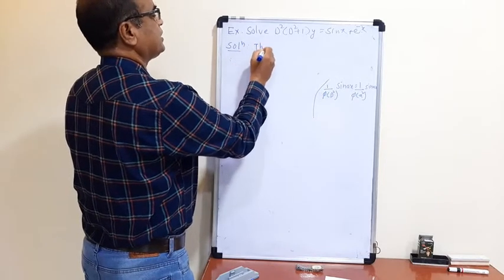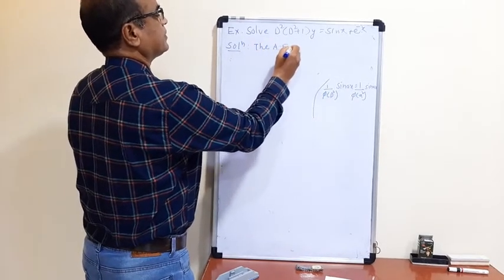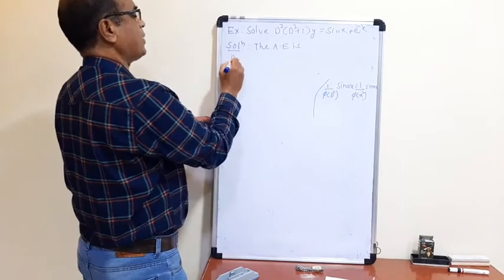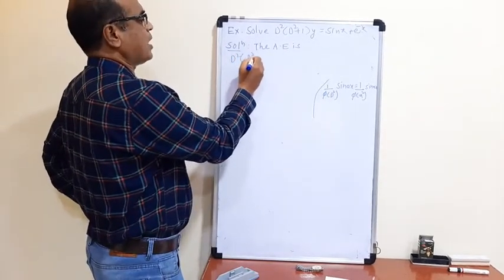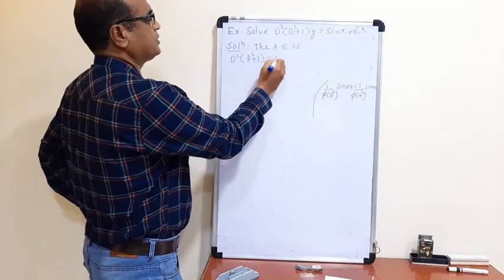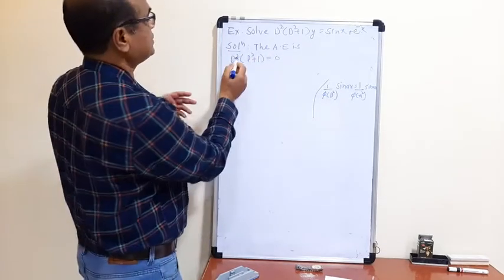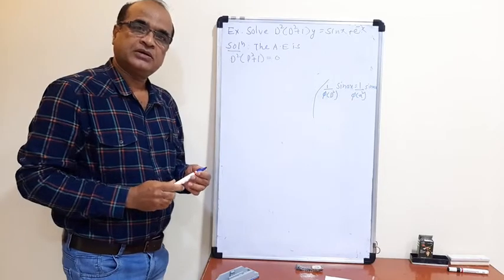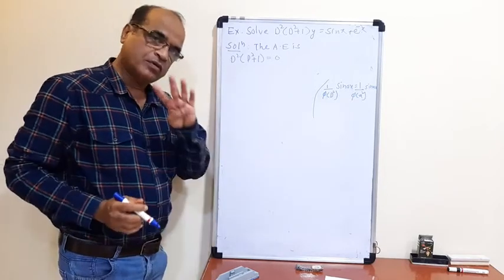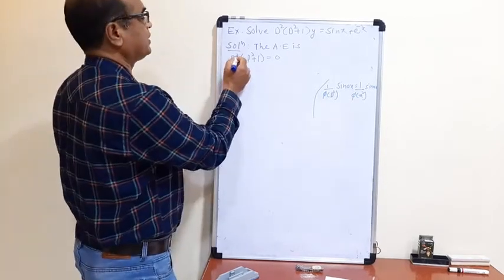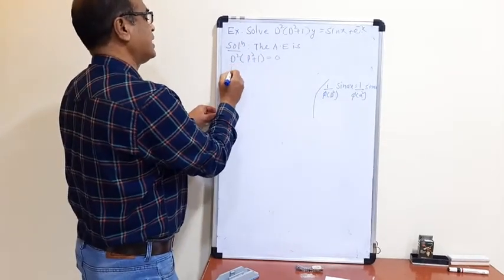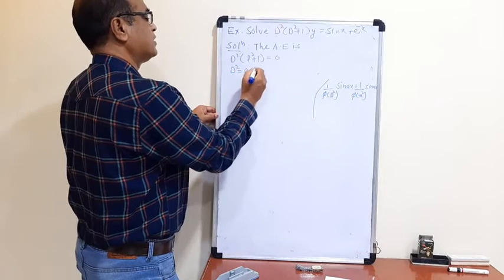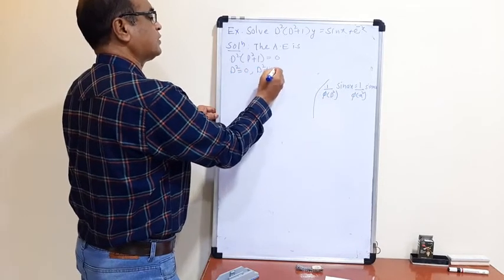The auxiliary equation is D²(D² + 1) = 0. This is a fourth degree equation, so it has 4 roots. Fourth degree equation, D² into D² + 1. So D² = 0 or D² + 1 = 0.